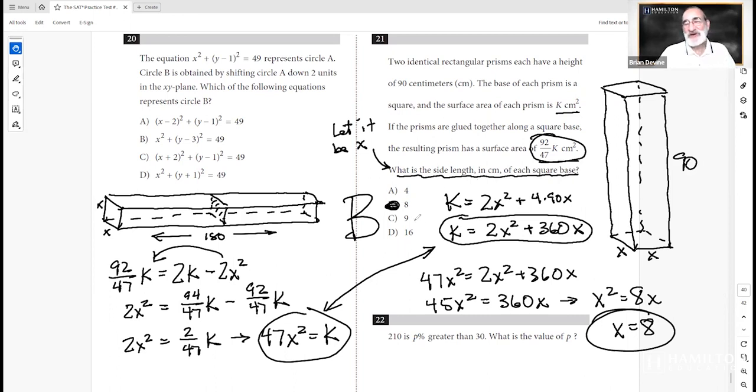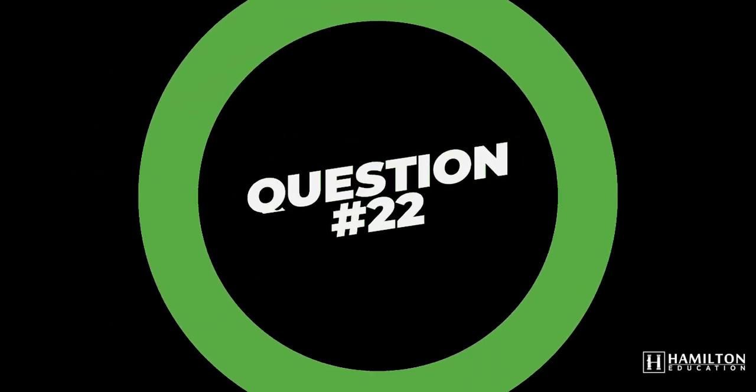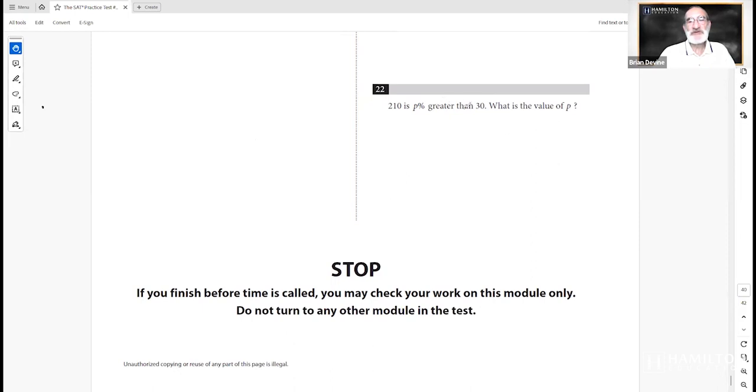That is a tricky problem. I'm not denying it. And I tried to condense it to where it was just the essence of what you needed to look at. I hope that helped you. Question 22. 210 is p% greater than 30. What's the value of p?